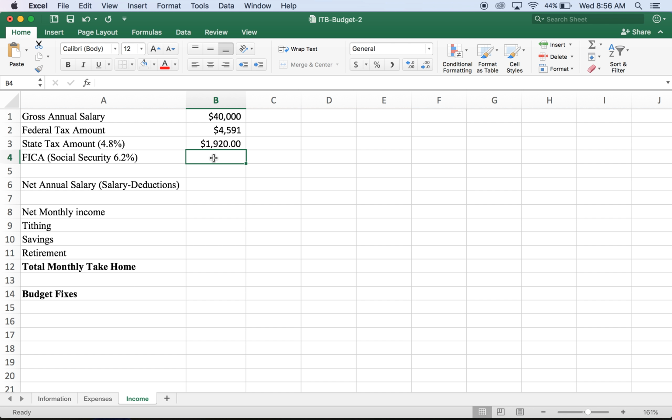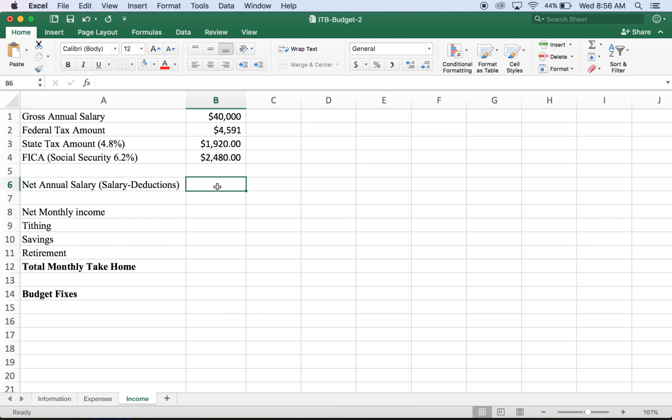It's a lot of money. Again, we'll talk about it later, but we're going to factor this out, and there's a couple other things like Medicare and stuff that goes into this FICA as well. Social Security is kind of the most common thing that people relate it with. So we will multiply it by 0.062, and $2,480 goes towards FICA.